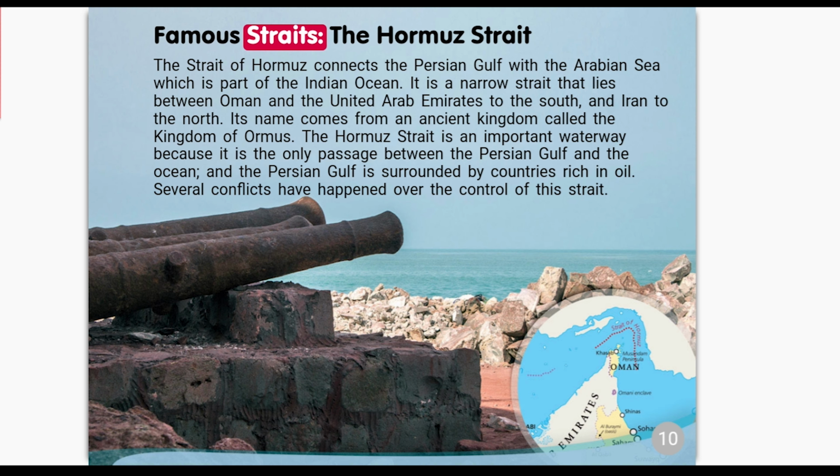Famous straits. The Hormuz Strait. The Strait of Hormuz connects the Persian Gulf with the Arabian Sea, which is part of the Indian Ocean. It is a narrow strait that lies between Oman and the United Arab Emirates to the south and Iran to the north. Its name comes from an ancient kingdom called the Kingdom of Ormuz.